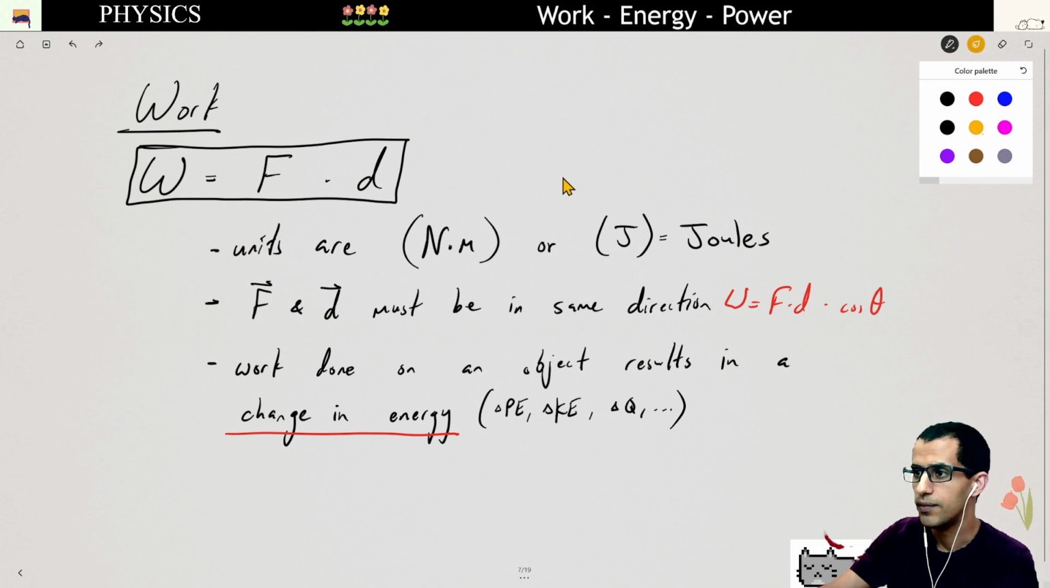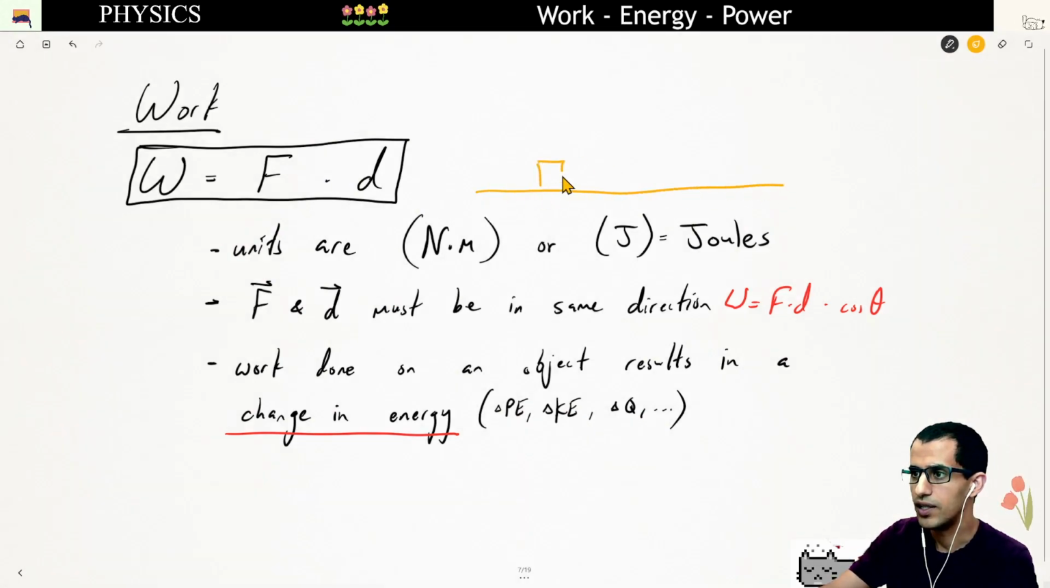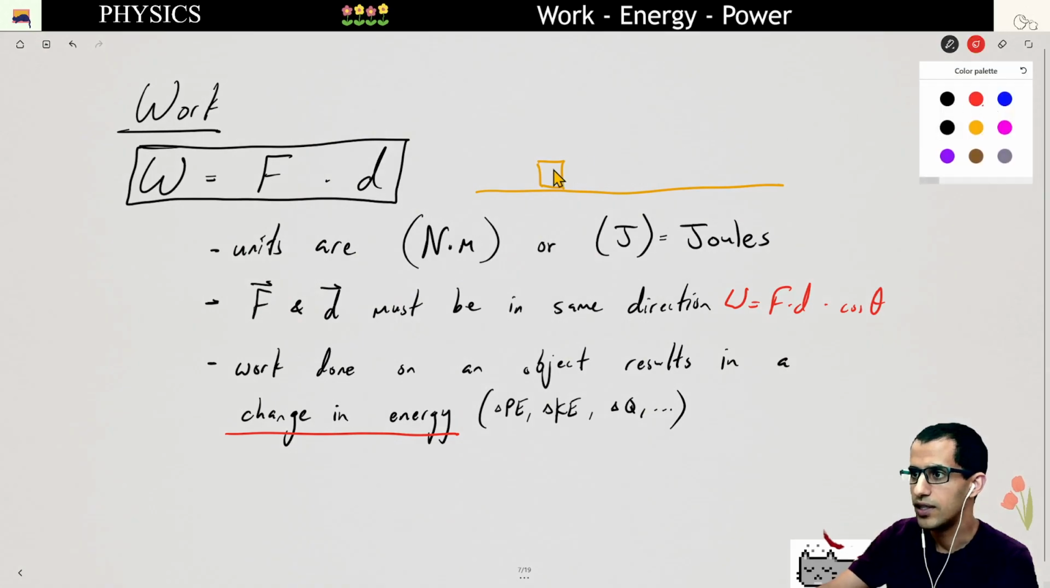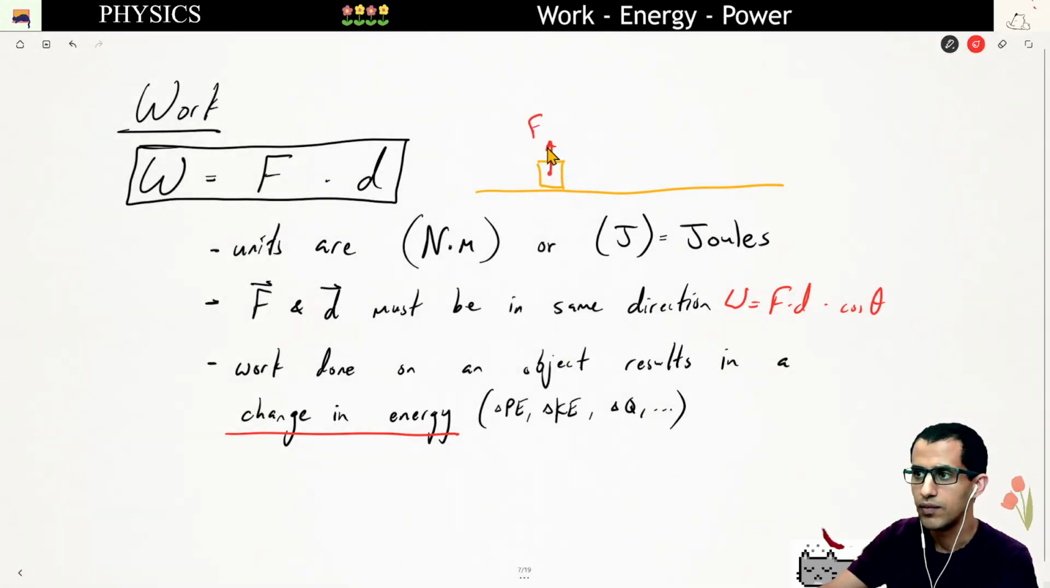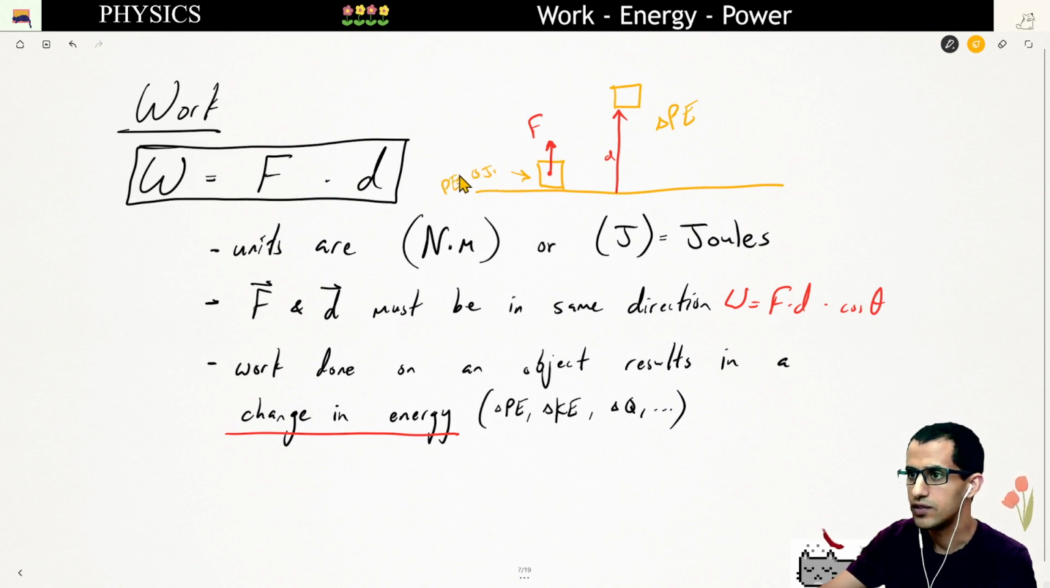For example, if I have here a box and I apply a force on it in this direction, that force, for example, would be equal to the object's weight, and I apply that force over some distance d, causing the box to go to a higher elevation like this. The work done here results in a change in the object's potential energy. So the box here starts with 0 joules of potential energy, and when the box is up here, it's going to have some potential energy, maybe 5 joules. So this is the initial potential energy, and this is the final potential energy.